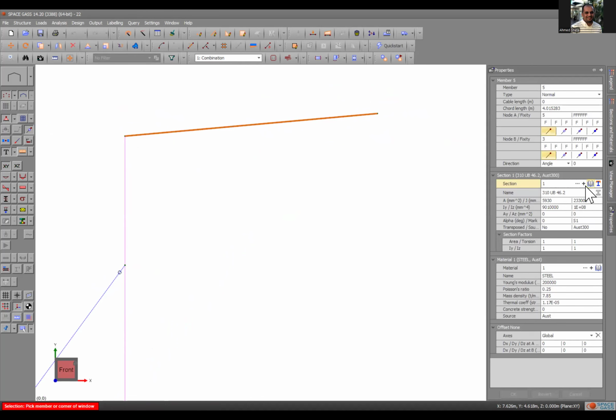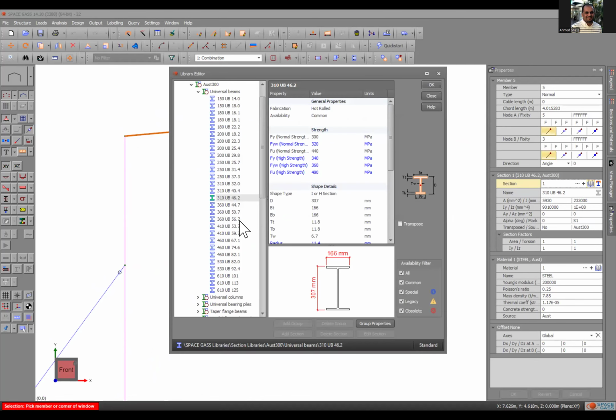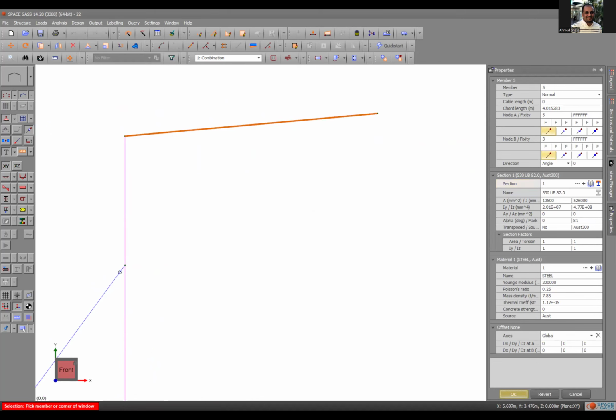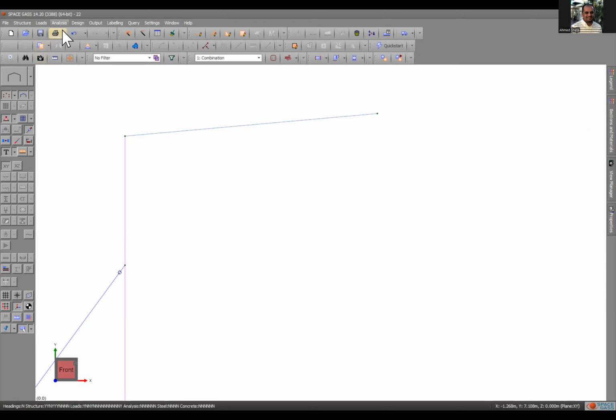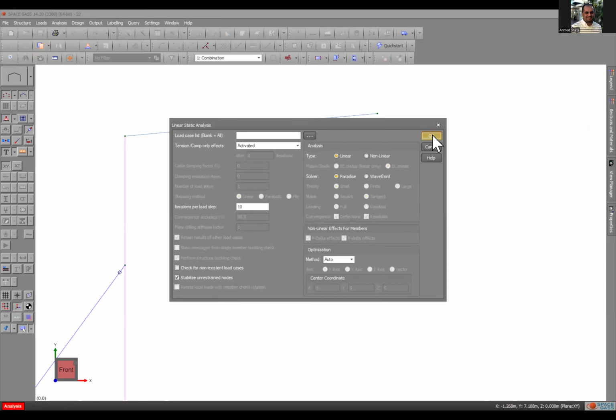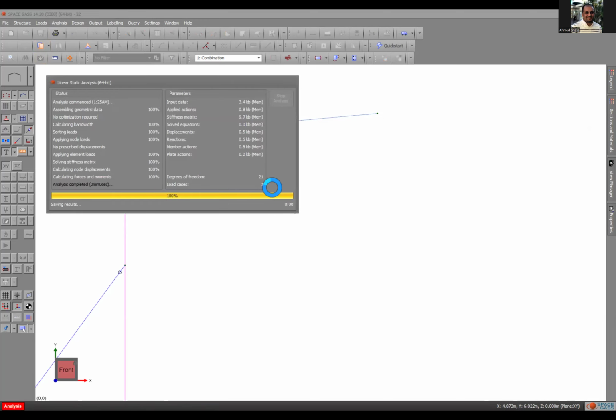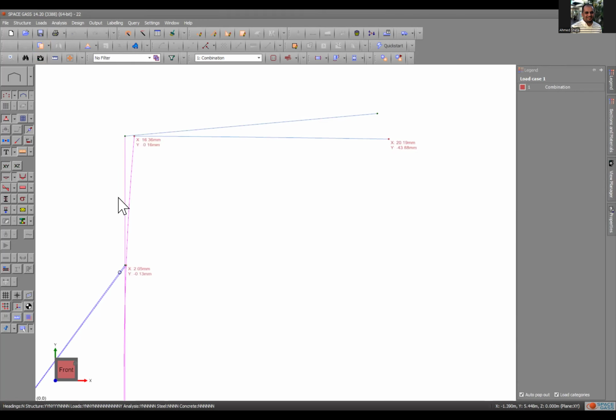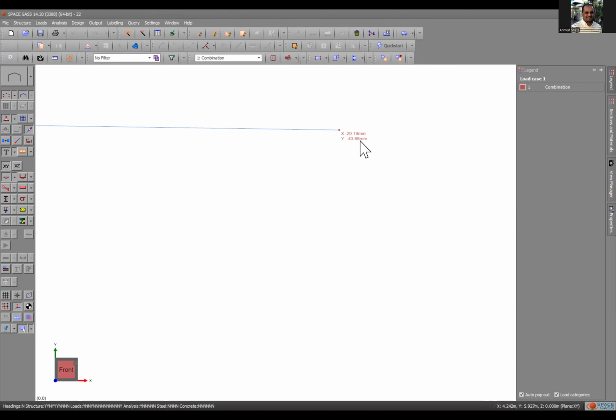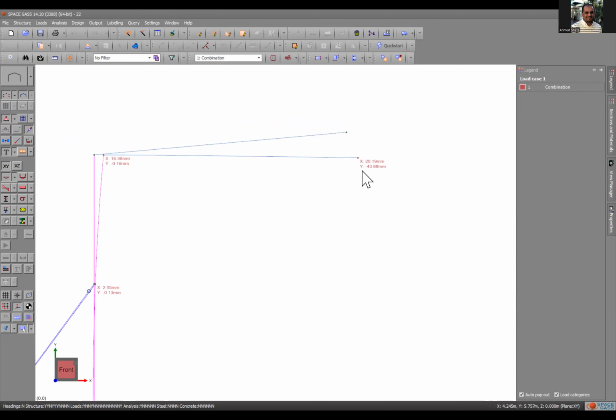For example, if this exceeds the allowed limit, what you need to do is select the beam again and choose a bigger section. For example, if 310 gives high deflection, you can use 530 and change the member to a bigger size. Then you need to run the analysis again. If we look at the deflection now, it has been reduced to 43. This means it is reduced when you use a bigger section size, so you can try and error until you satisfy the serviceability condition.